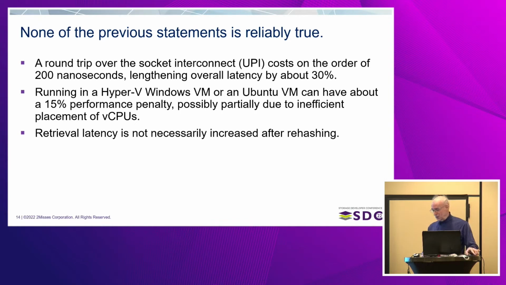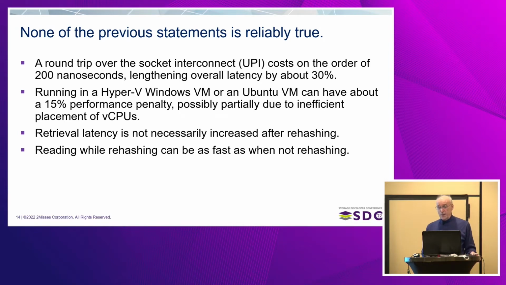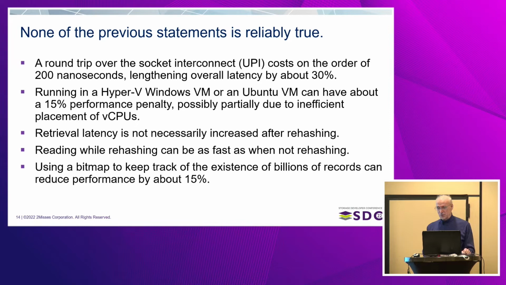Retrieval latency is not necessarily increased after rehashing, typically is not unless you rehash a lot of times, because the random number generator can take a while, but again, you have to do it a lot because it's pretty fast. Reading while rehashing in between individual pieces, blocks being rehashed, can be as fast as when not rehashing. And using a bitmap to keep track of the existence of billions of records can reduce performance by about 15%. And that's because it pollutes the page cache. And when you're doing all the TLB misses that you have with a gigantic hash table, this pushes some of those. I think that's what causes it. I've done some testing and it's pretty expensive.